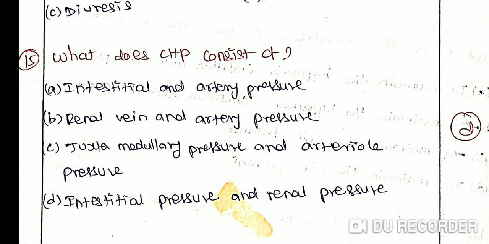What does CHP consist of? Option A, intestinal and artery pressure. Option B, renal vein and artery pressure. Option C, juxtamedullary pressure and the arteriole pressure. Option D, interstitial pressure and renal pressure. The correct answer is option D, interstitial pressure and renal pressure. Explanation: CHP, or capsular hydrostatic pressure, consists of interstitial pressure and the renal pressure. Both the pressures act opposite to the glomerular hydrostatic pressure.